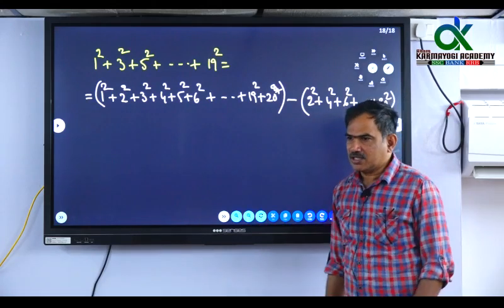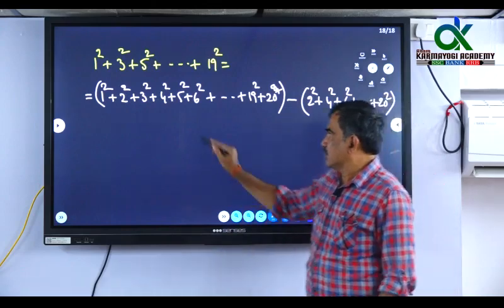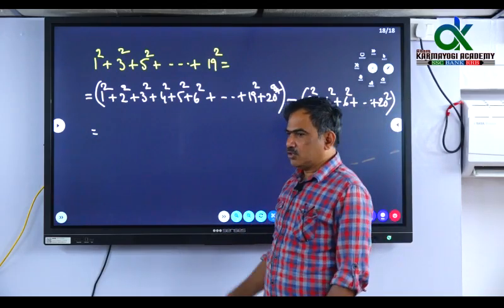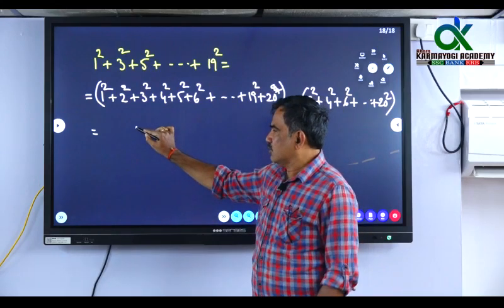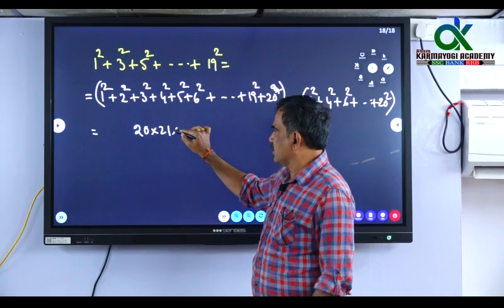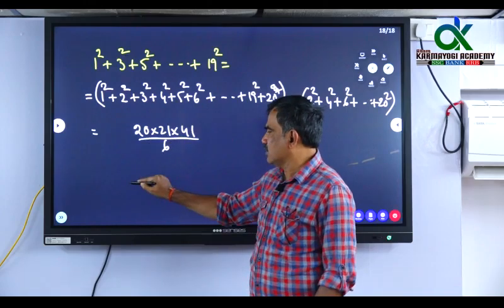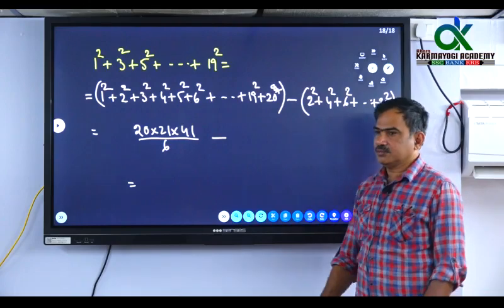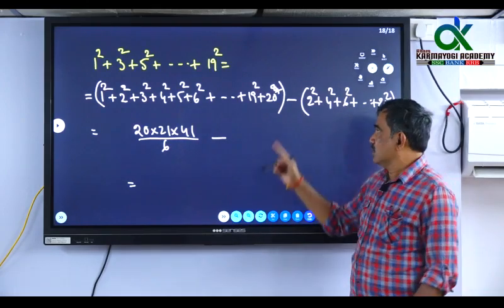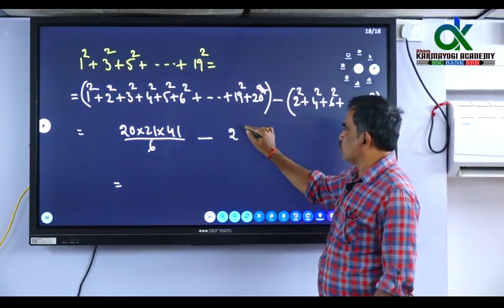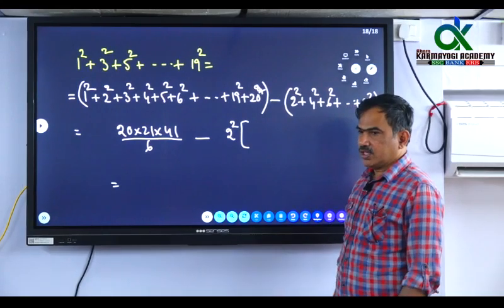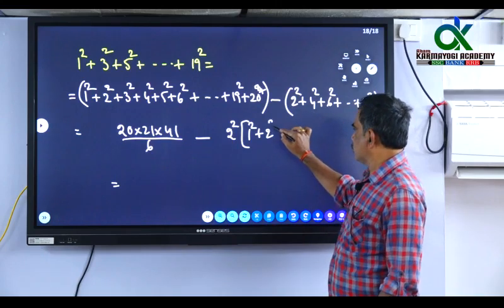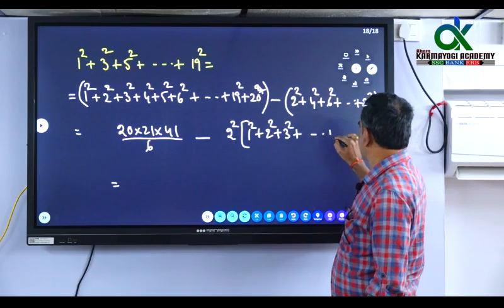So I want to subtract the same numbers. Then there is a formula here, 1 square to 20 square, n into n plus 1 into 2n plus 1 by 6. Okay, 20 into 21 into 41 by 6. Already the value is known as 2870 minus. How to solve this question? Here in this case I want to take 2 square common. Then what do we get? This becomes 1 square. Yeah, very good. 2 square, 3 square up to 10 square.